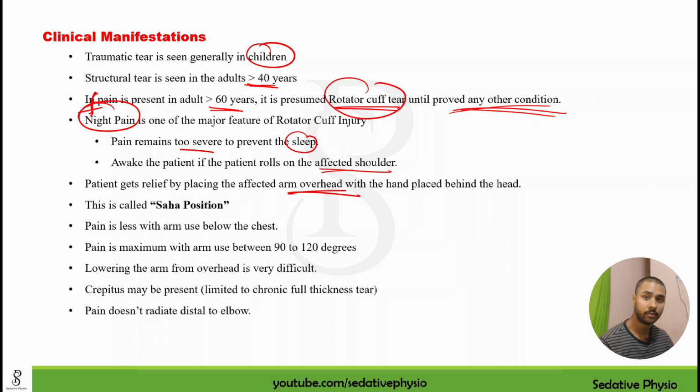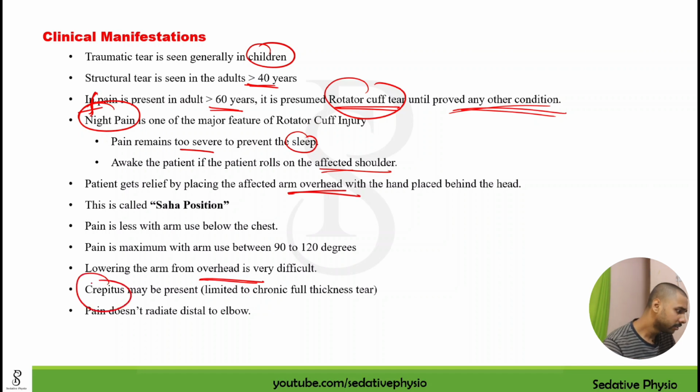In that condition, the pain will increase more, right? Now, lowering the arm from the overhead position is very difficult. That's what I have just told you: if the patient is in this position and wants to get back to normal, if I am going to take the arm back to the normal position from the overhead arm position, this will be very difficult for patients with a rotator cuff tear.